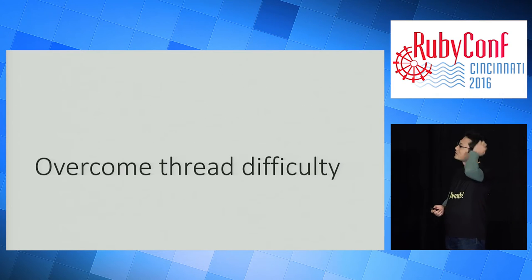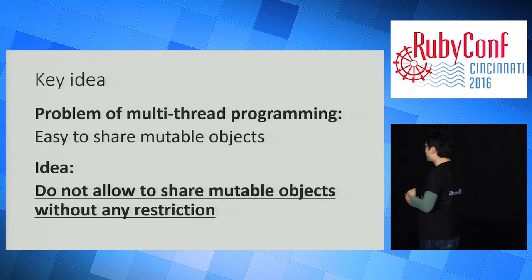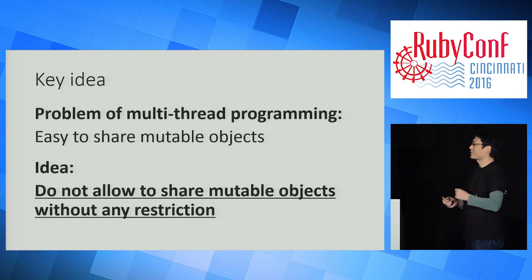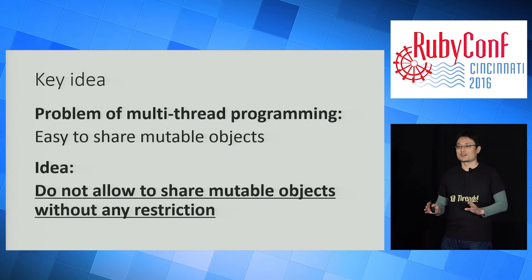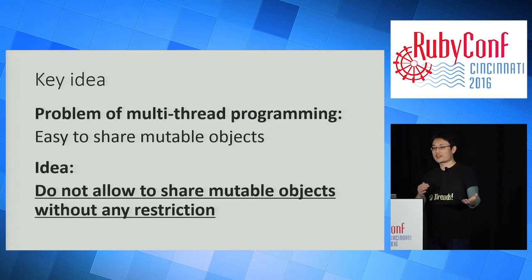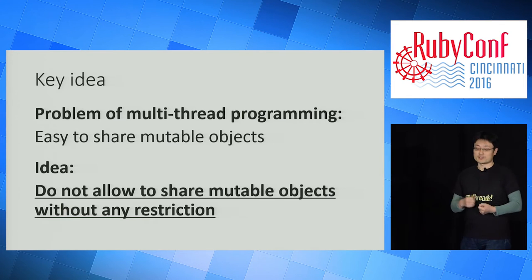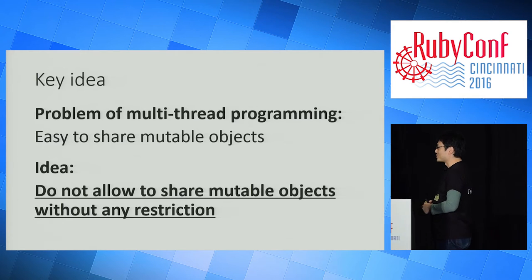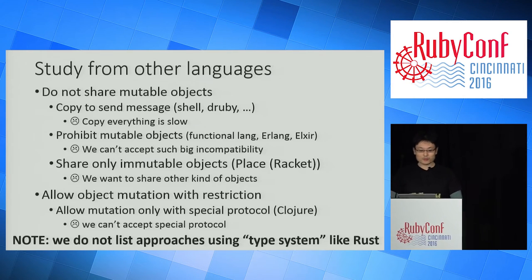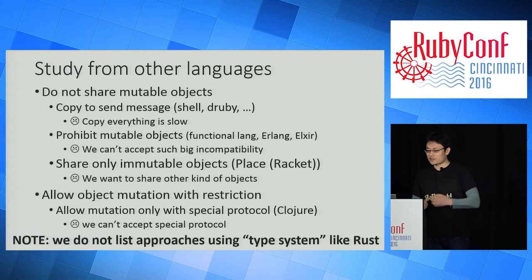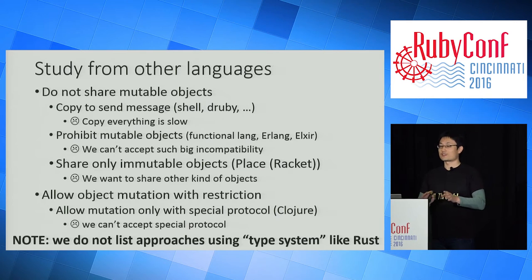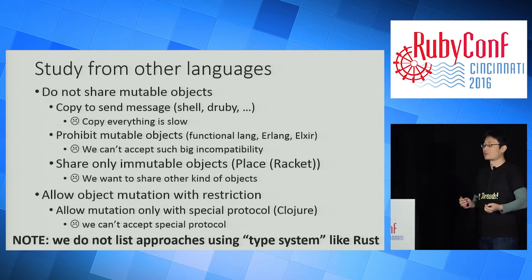So we can understand that one reason for the difficulty comes from how easy it is to share mutable objects. With Ruby, it is easy to write thread programs, and we can easily share any objects. So the idea to overcome such difficulty is to not allow sharing mutable objects without any restrictions. We can learn from other languages or other parallel environments. Consider copying everything, which is fine because we don't share the data.